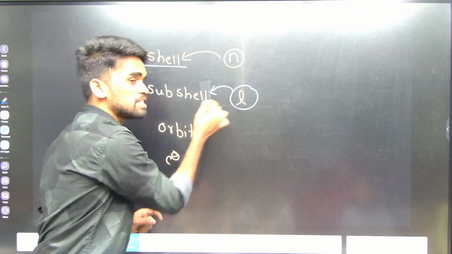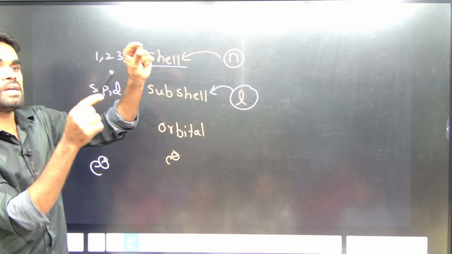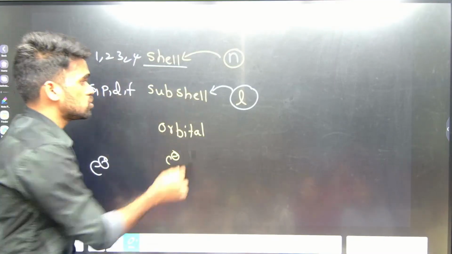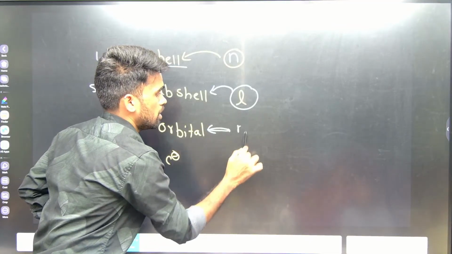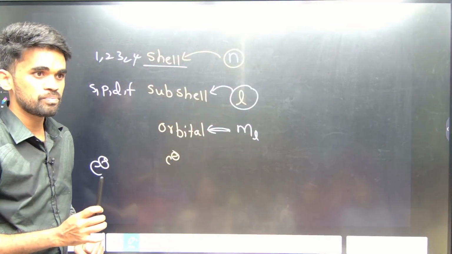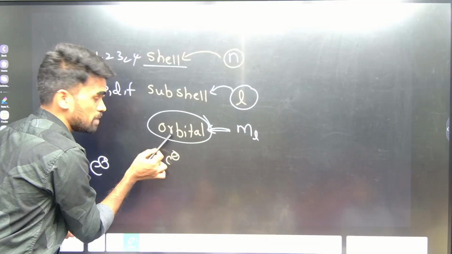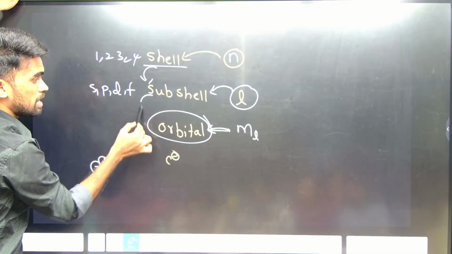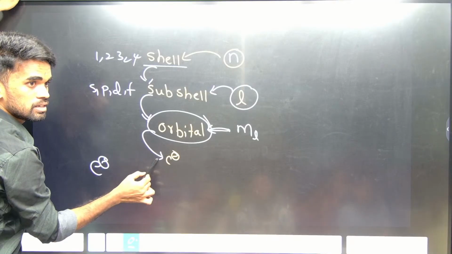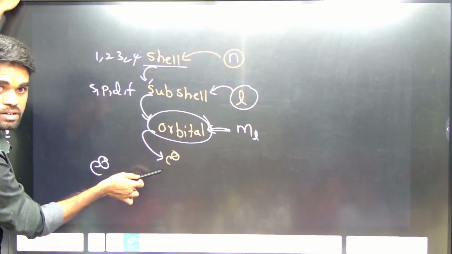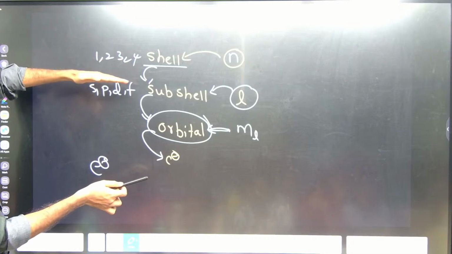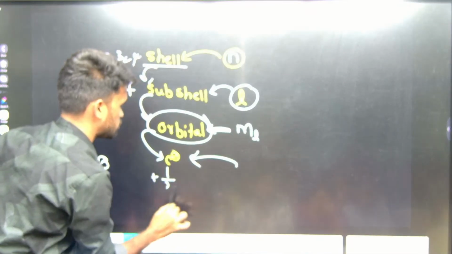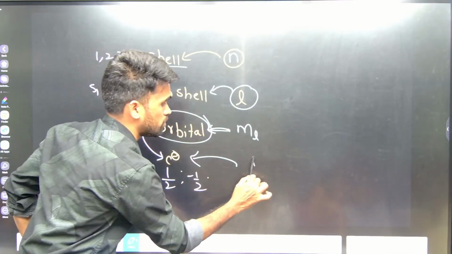In this subshell, S orbitals are 1, P orbitals are 3, D orbitals are 5, you are writing like that. That comes from the magnetic quantum number ml, the number of orbitals in a subshell. So shell contains subshell, subshell contains orbital, and you get an address for the electron: shell, subshell, orbital, electron. This electron has plus half spin and minus half spin, which comes from the spin quantum number.